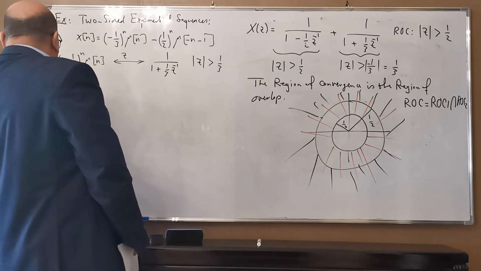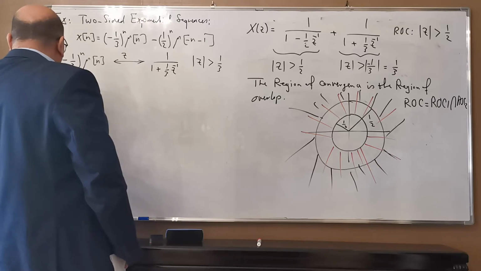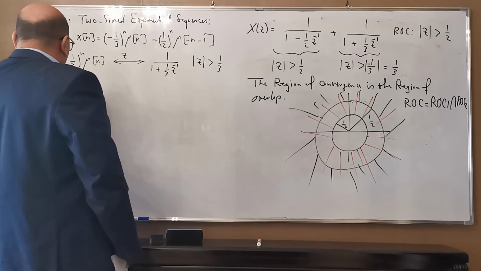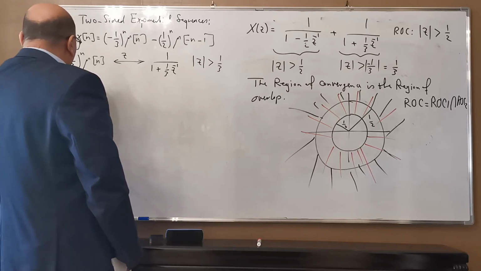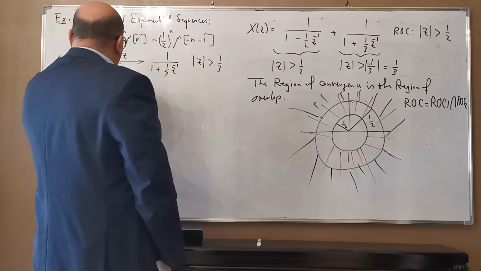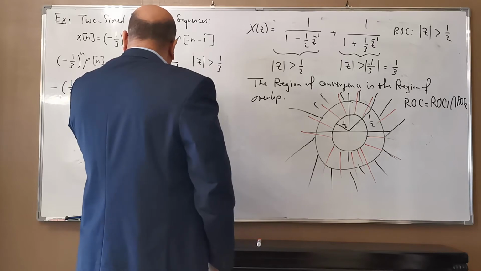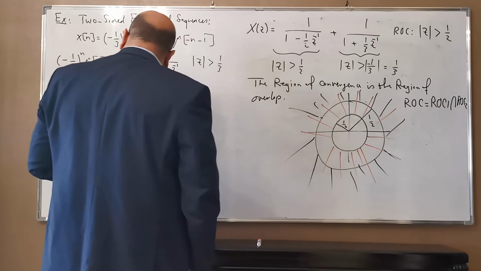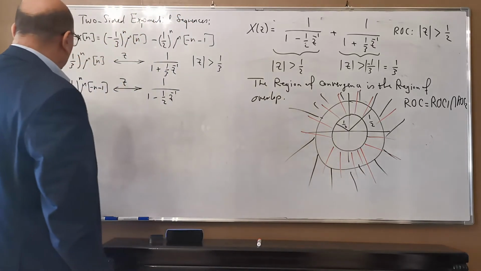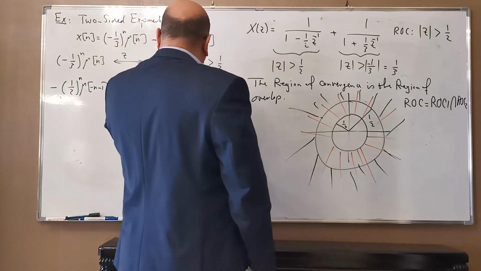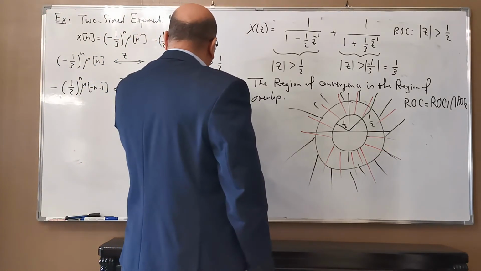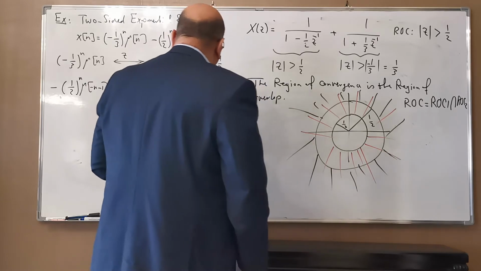The next one is minus 1/2 to the power n mu of minus n minus 1, and this has the Z transform of 1 over 1 minus 1/2 Z inverse, but the region of convergence here is the magnitude of Z less than 1/2.